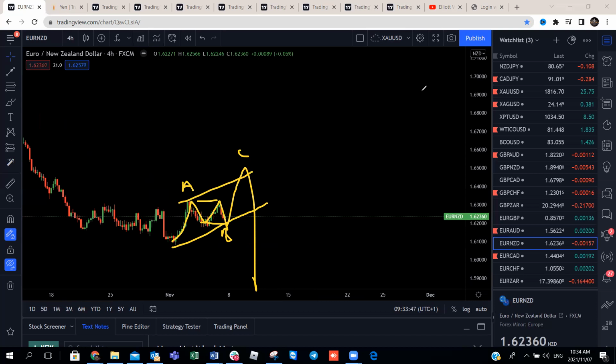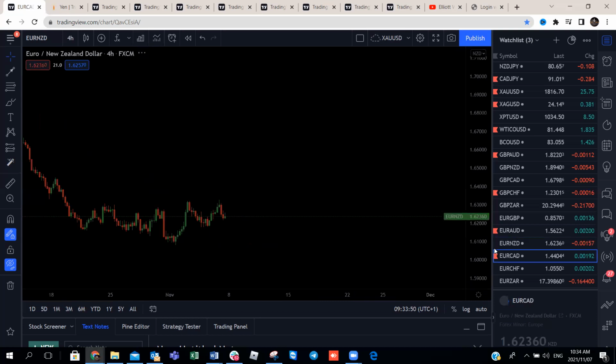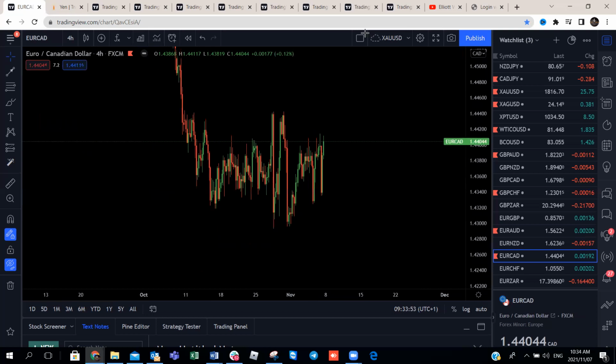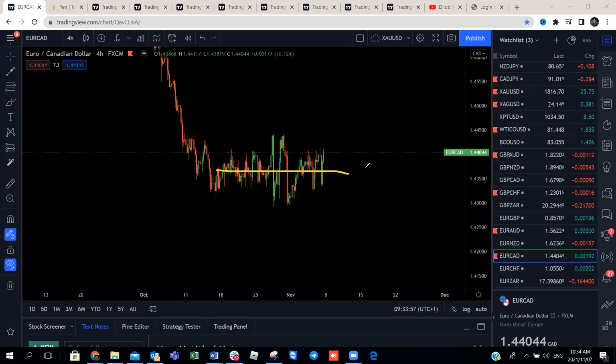So that's Euro New Zealand, still bearish. EURCAD, just like pound CAD, still bearish as well. But we have been in this consolidation structure for a while now, but this is how we are looking at that structure. Let's have a look now.